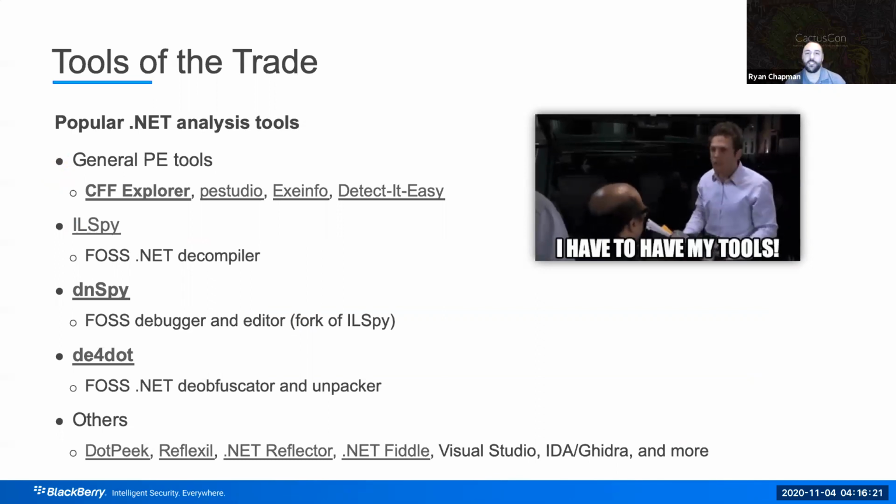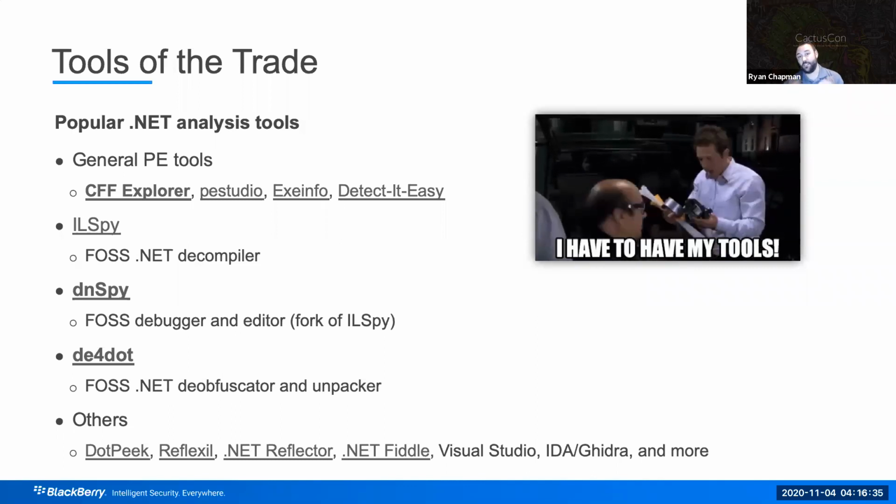So in FOR610 through SANS, you get two different VMs. The REM workstation is not available outside of the class because of licensing issues with Windows, basically. So if you don't currently have a Windows malware analysis environment, I highly recommend that you just grab a legitimate copy of Windows, or you go grab one of the versions that Microsoft provides for Edge testing.